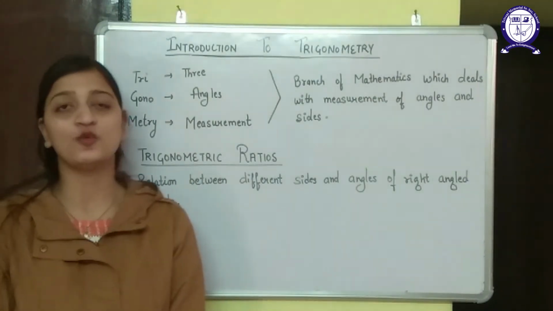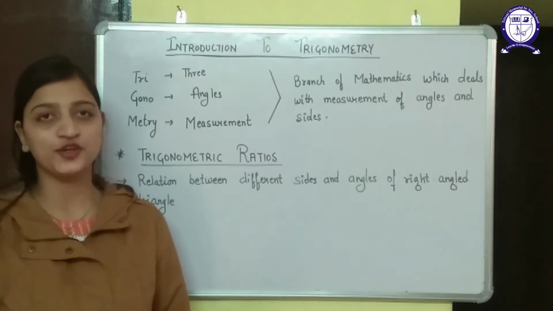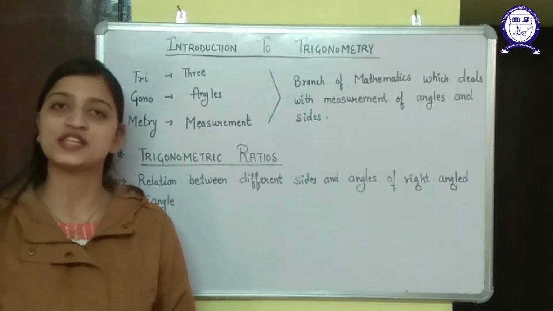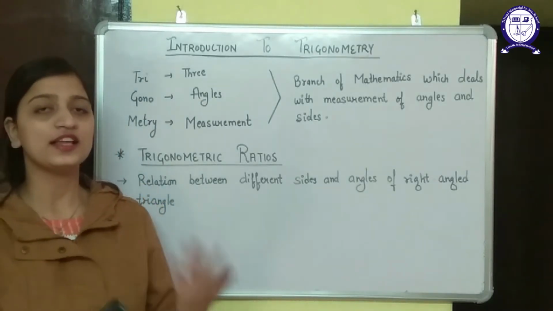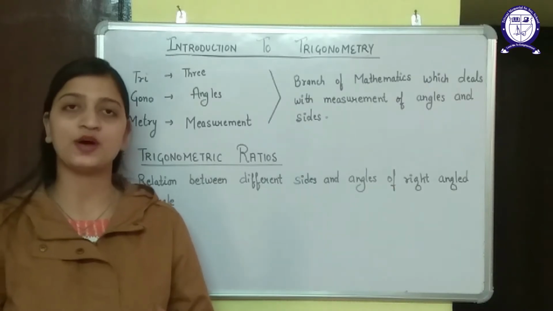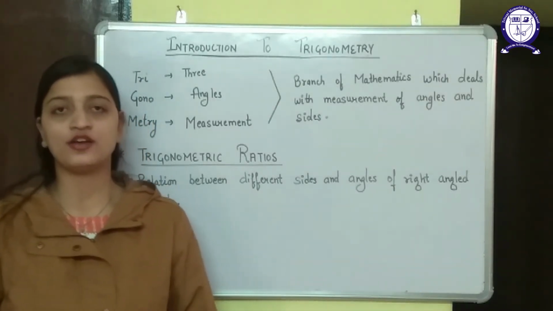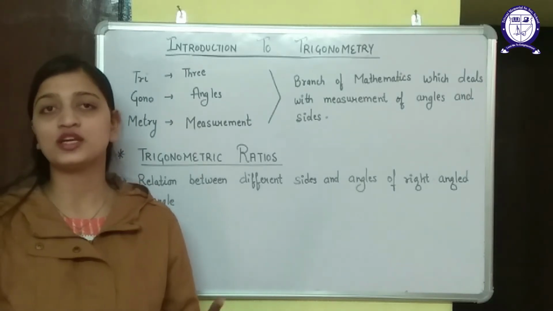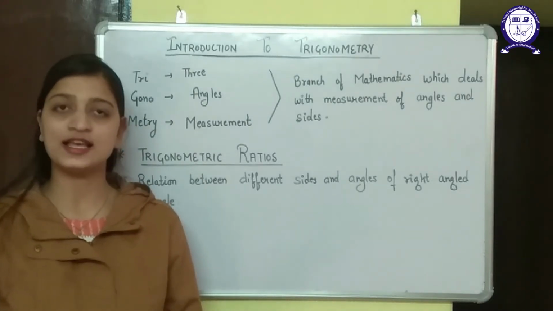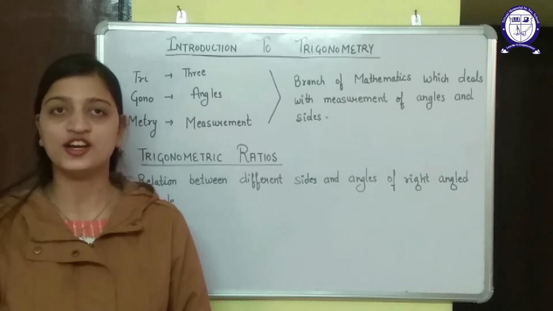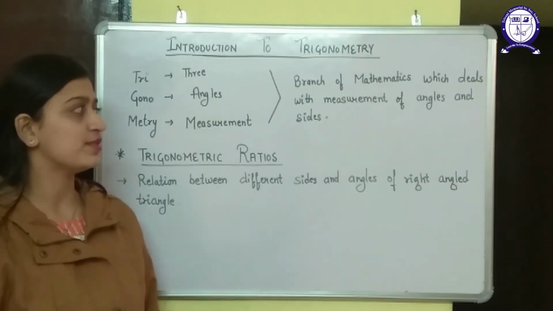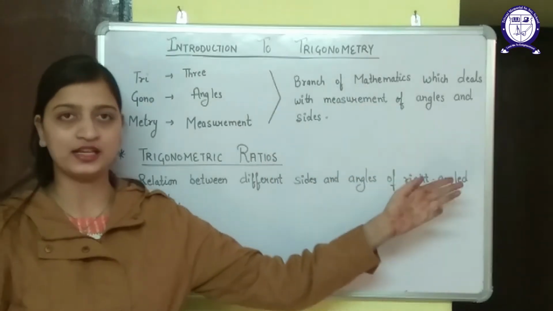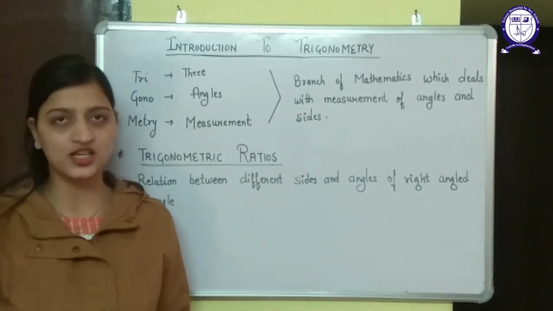Now first of all, what is trigonometry? Trigonometry is a branch of mathematics which deals with the measurements of sides and angles. Till now we know certain properties about angles of a triangle. We know the properties about different sides of a triangle. But we don't know about the relationship between the sides and the angles of any triangle. So this is the branch of mathematics which will help us to find the sides with the help of angles and angles with the help of the sides.